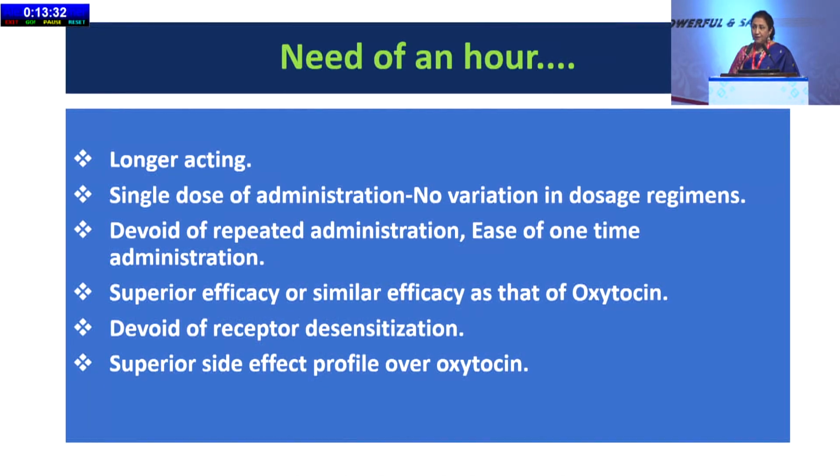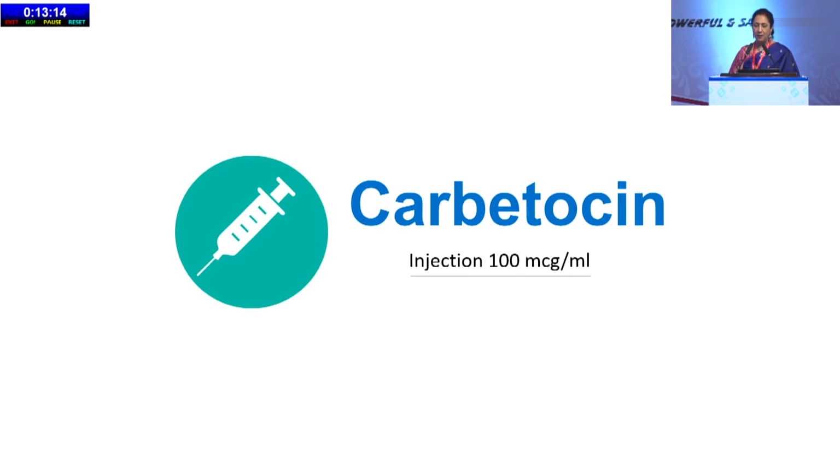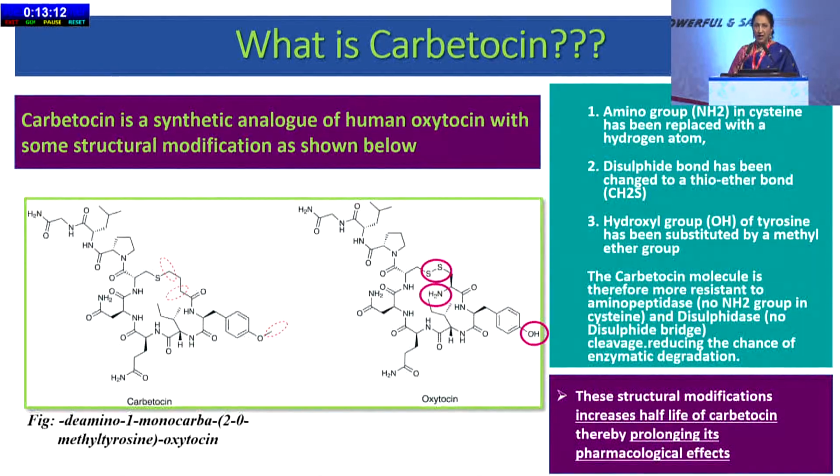So the need of the hour was a long-acting drug with no variation in dose regimens, ease of one-time administration, and superior or similar efficacy to oxytocin. It should be devoid of receptor desensitization and have a superior side effect profile over oxytocin. And the drug which came up was carbetocin. It's 100 micrograms in 1 ml.